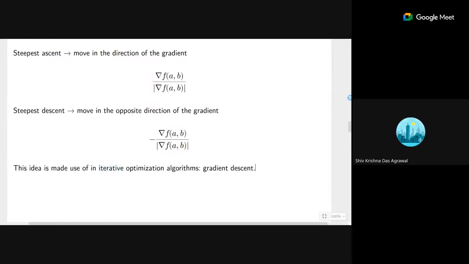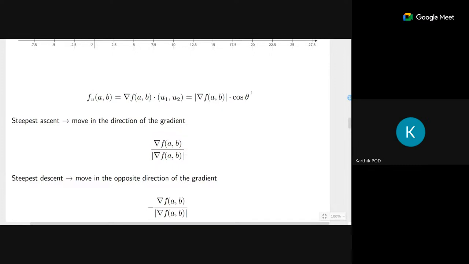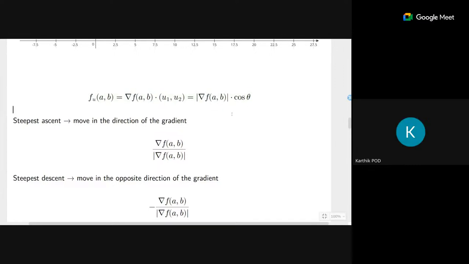Sir, how from that cost term do you get this ascent part? How do you convert it into that steepest ascent formula, gradient divided by its norm? So theta equal to zero, right? For steepest ascent, we want theta equal to zero. Theta equal to zero would mean pointing in the same direction as the gradient. It's some multiple of this. Every positive multiple of this will point in the direction of the gradient, the same direction. If you want a unit vector, you normalize.